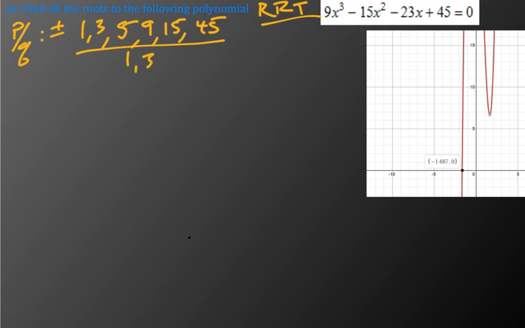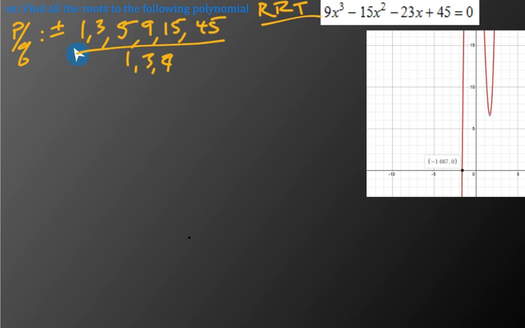So in this case, just 1, 3, and 9. Then what you do is, your possible rational roots are any combo of these numbers. So 3 over 9, a third, could be a rational root. 45 over 3, 15, could be a rational root. 5 thirds could be a rational root.